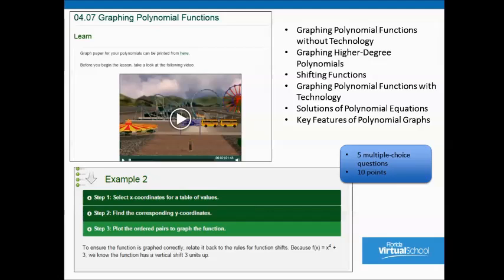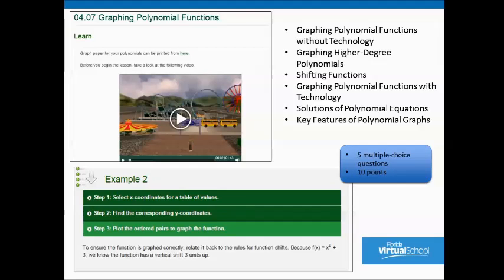They graph polynomial functions without technology, graph higher degree polynomials, shifting functions, graphing polynomials with technology, solutions of polynomial equations, and key features of polynomial graphs. There's that key features again. Very important that the students learn the key features.